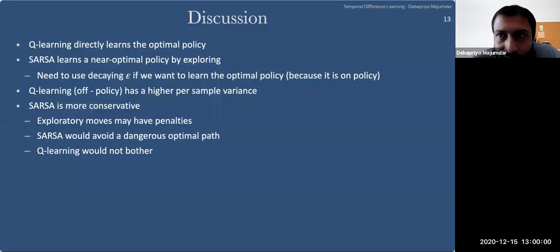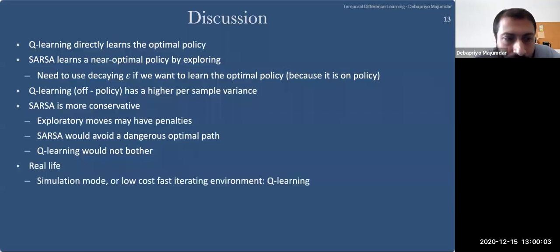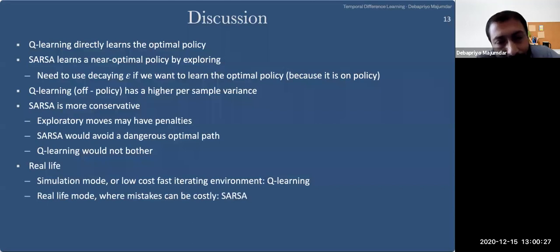So how do we use this? In real life, in case you are training a robot in simulation mode, or some low cost setting, it's okay to meet an accident. It doesn't matter, it's not really costly, but you want to learn the optimal thing fast, right? So then you would go for Q learning, when it's okay to make mistakes. However, in some other cases, mistakes can be costly, right? An accident, or the whole device that you are making getting destroyed, is a lot of a problem, and so on. So then you would go more conservative, and you might use SARSA.